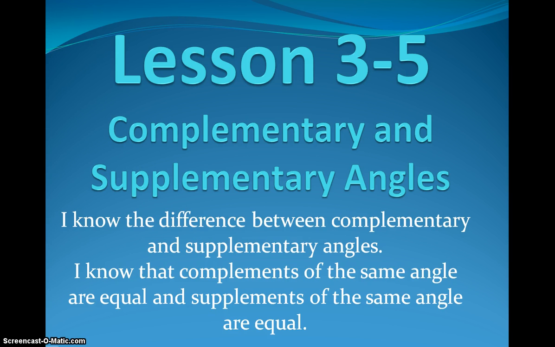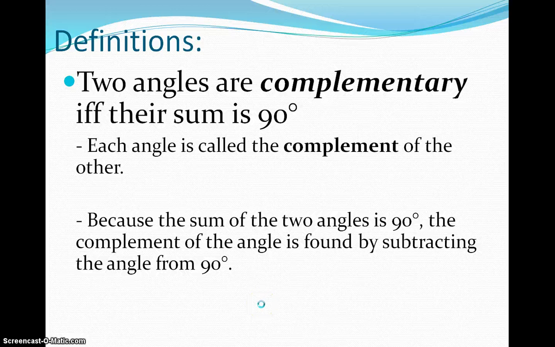But then the new part of it basically is I know that complements of the same angle are equal and supplements of the same angle are equal, which we'll get into those theorems here in just a little bit. But to start off with some definitions, remember that two angles are what we call complementary if their sum is 90 degrees. And so if we add those two angles together, they would add up to a right angle or a 90-degree angle. Just know that when we talk about these two angles, we call them basically complements of each other.